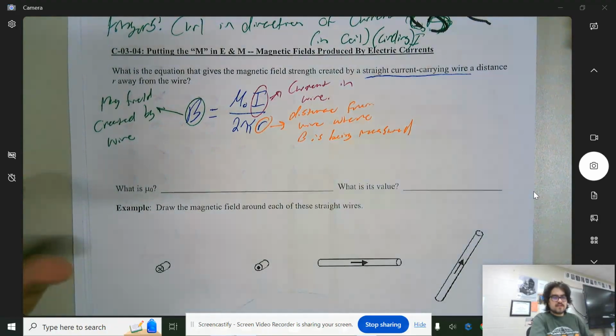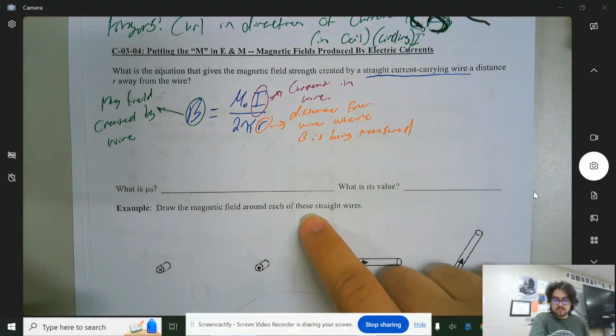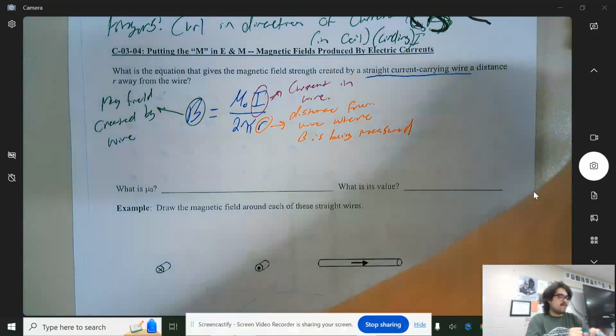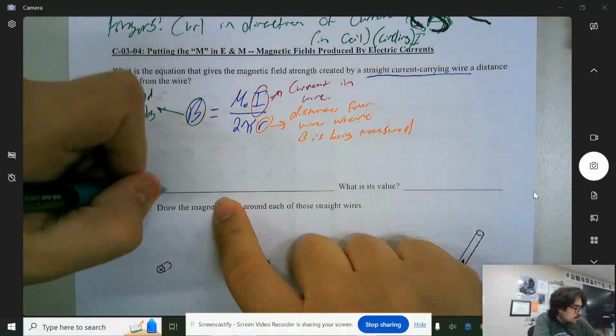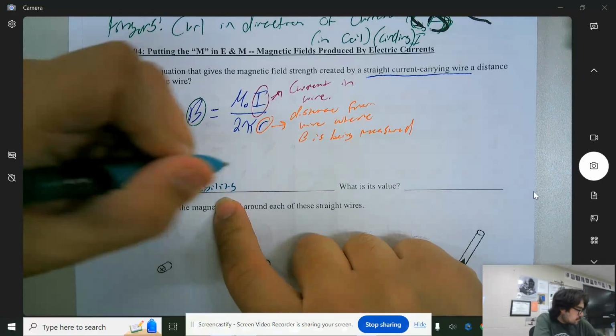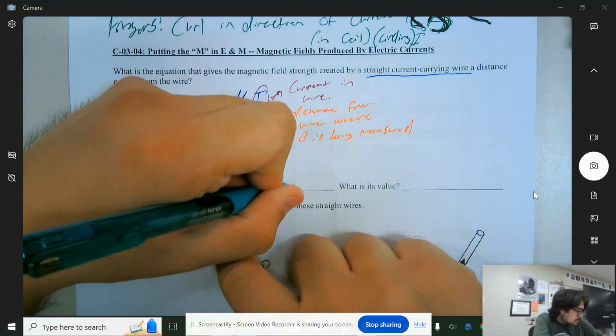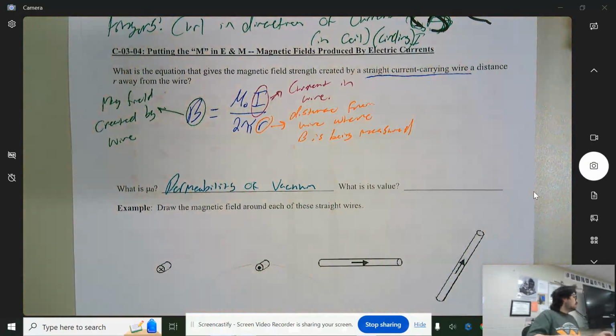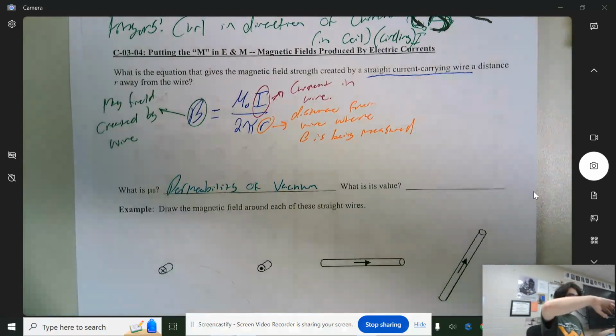And one thing to note too is that mu naught is a brand new variable. We haven't seen it before. This is called the permeability of vacuum, and you're going to see this in the Physics C formula sheet. So let me show it to you.